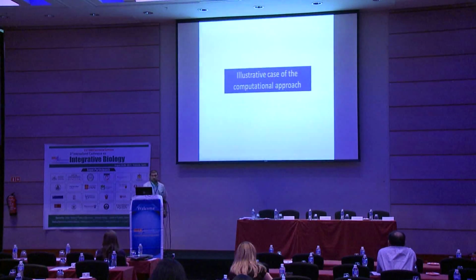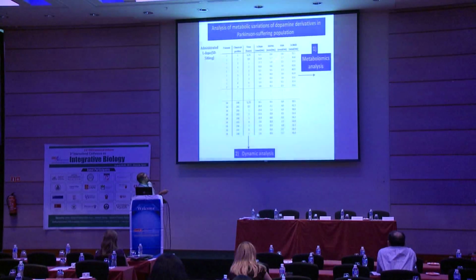The simplistic illustrative case will consist of a chromatographic and pharmacokinetics dataset, including 4 metabolites, which were analyzed at different times in the blood of 34 patients suffering from Parkinson's disease. Parkinson's disease is not the subject of this conference, but it is just an illustrative case.